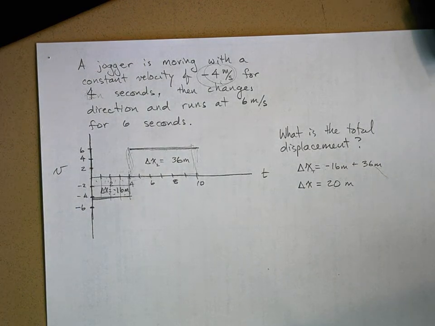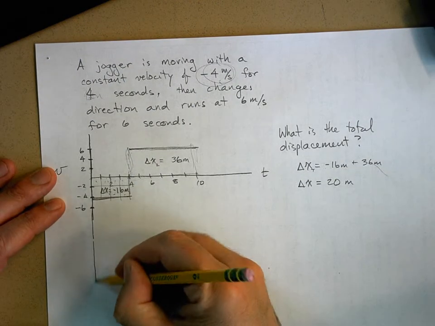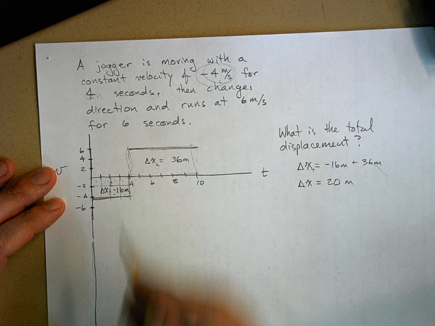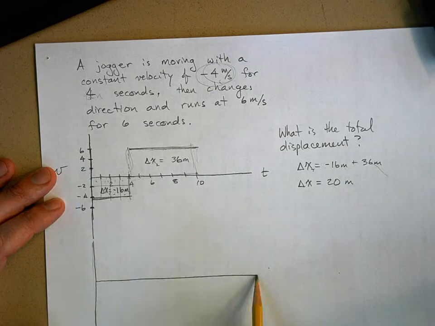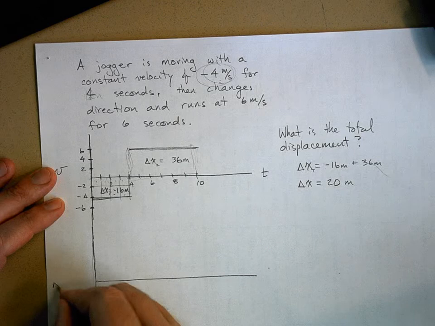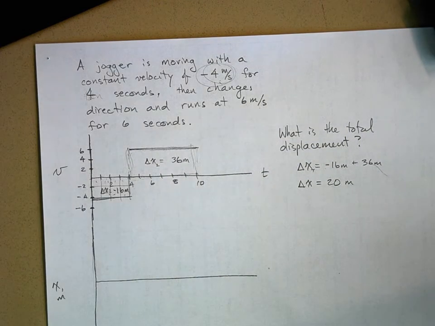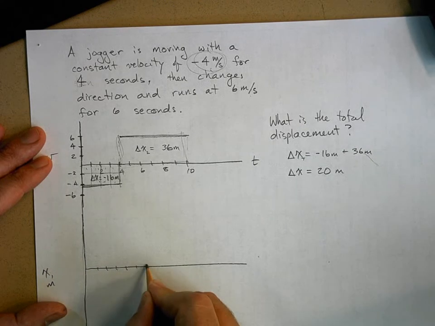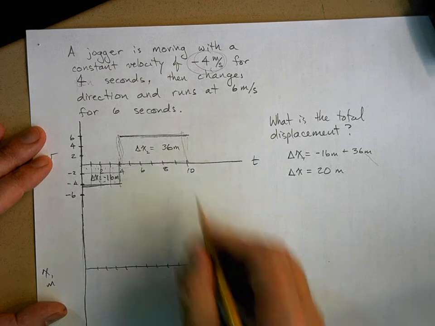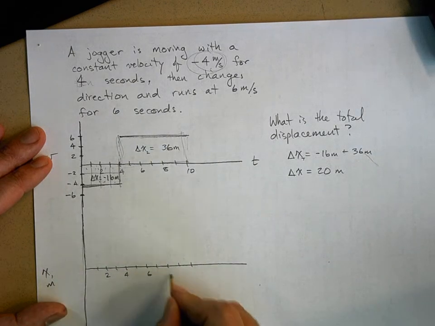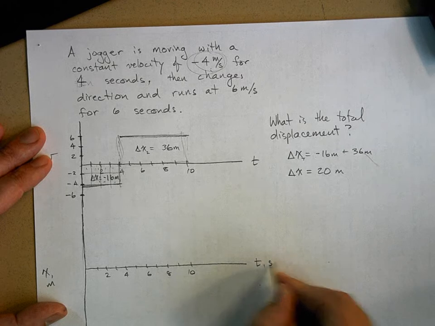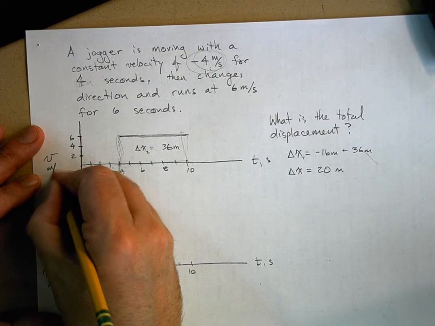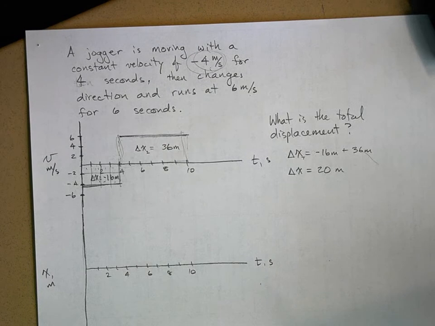Now we could try to draw a position versus time graph for this. And then we'll just go 1, 2, 3, 4, 5, 6, 7, 8, 9, 10. Try to keep that all lined up. Time in seconds. Make sure you put the units on there. But let's see, how are we going to scale this? Well, I need to know where to start. Where do I start?